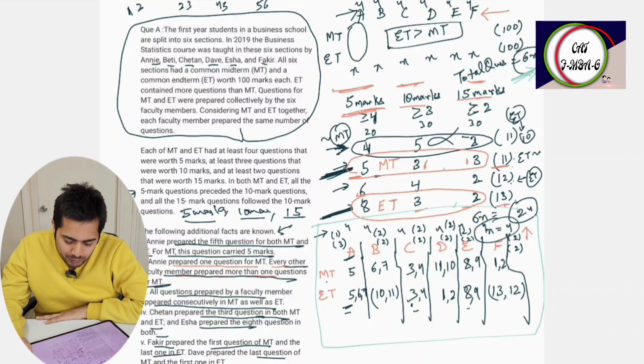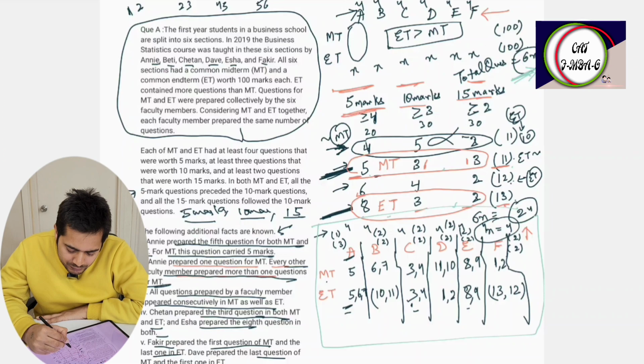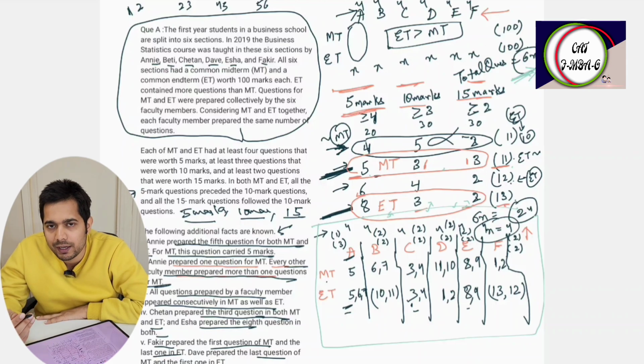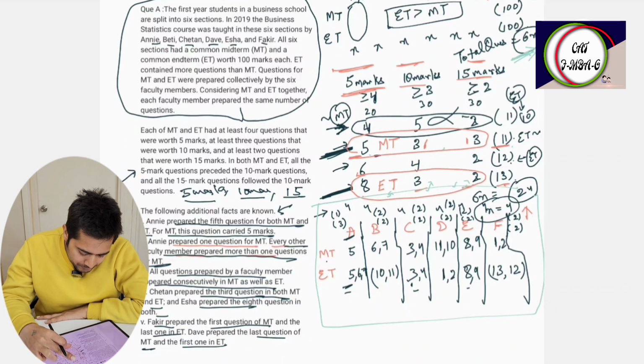Also, we know the midterm has 5 questions of 5 marks, 3 of 10 marks, and 3 of 15 marks. Similarly, the end term has 8 questions of 5 marks, 3 of 10 marks, and 2 of 15 marks. Now let's move ahead and answer the questions that follow.